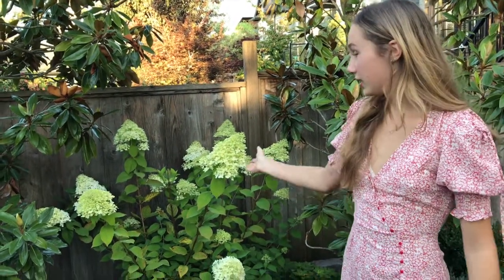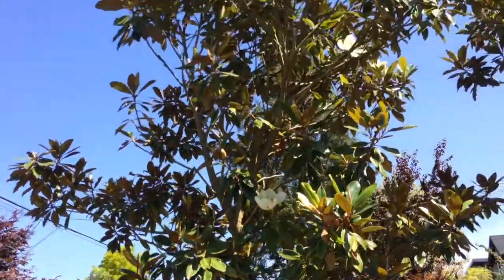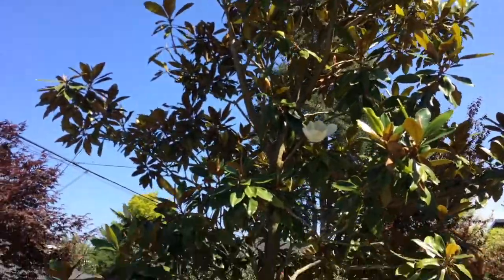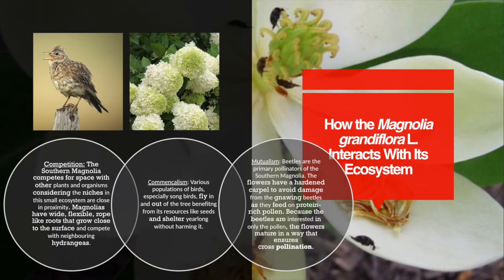As you can see, this niche is very small and jam-packed. The southern magnolia competes with nearby plants like hydrangeas. Due to this tree's wide roots that, contrary to other trees, grow close to the surface, the roots of each plant must compete for soil. Also, songbirds benefit from the southern magnolia's resources like seeds and shelter, representing a commensalistic relationship. Finally, we have the magnolia's primary pollinator, the beetles. In this mutualistic relationship, both benefit by beetles getting food and magnolias being pollinated.